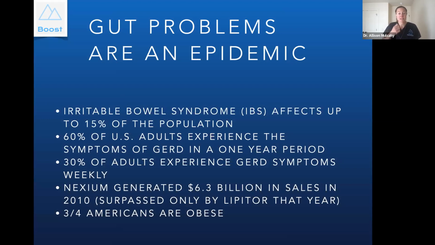Gut problems are really an epidemic. Irritable bowel syndrome affects up to 15% of the population. 60% of people have acid reflux, GERD symptoms throughout the year, and 30% of people have them throughout the week. Nexium, which is a proton pump inhibitor that helps to decrease acid in the stomach, in 2010 was one of the highest grossing pharmaceuticals in the country, at $6.3 billion. And three quarters of Americans are obese. So it's clearly an epidemic.